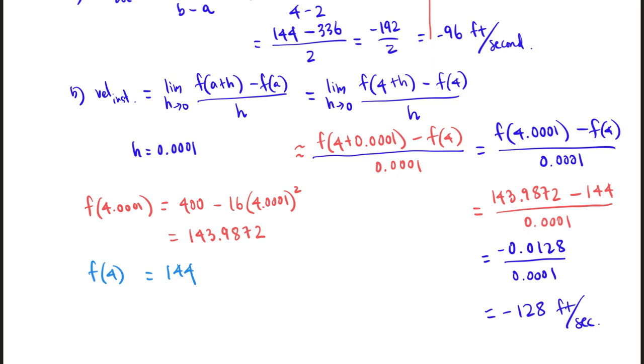The unit of the instantaneous velocity is the same as the unit of the average velocity. Even though this is an approximation to the instantaneous rate of change at t equals 4, in the near future, we will see that this is a very good approximation. In fact, the precise instantaneous velocity at t equals 4 is negative 128 feet per second.